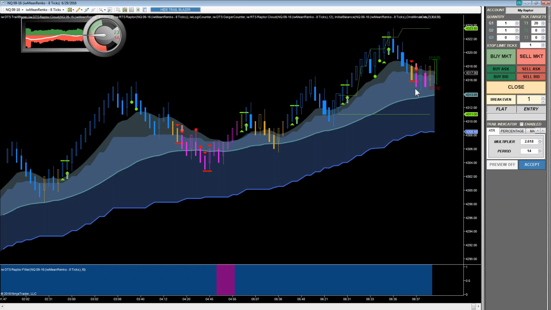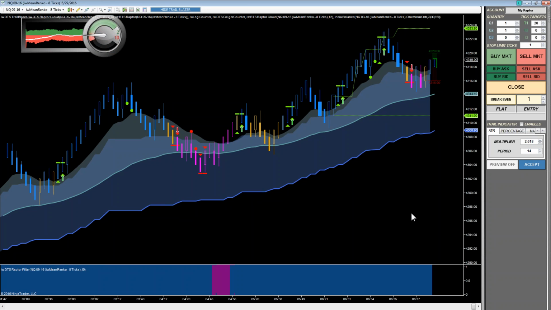So right now we're waiting for one of our signals to print here on the Raptor. We may get a soft edge sell signal, but before we get the soft edge sell, I need to see the market retest the high and then come back with a sell signal. We may try to short it, see if the market's going to try to get into that opening gap below us.